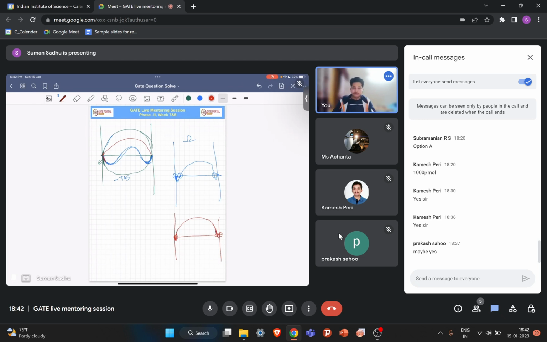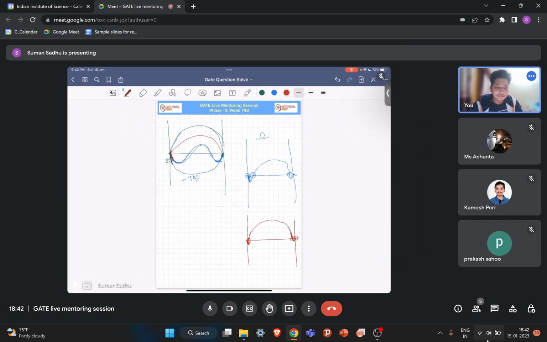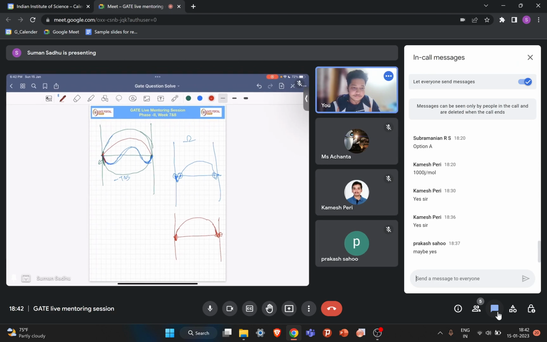Okay, so up to this part, everyone understood why this free energy curve looks like this when delta H is positive and at low temperature? Understood?